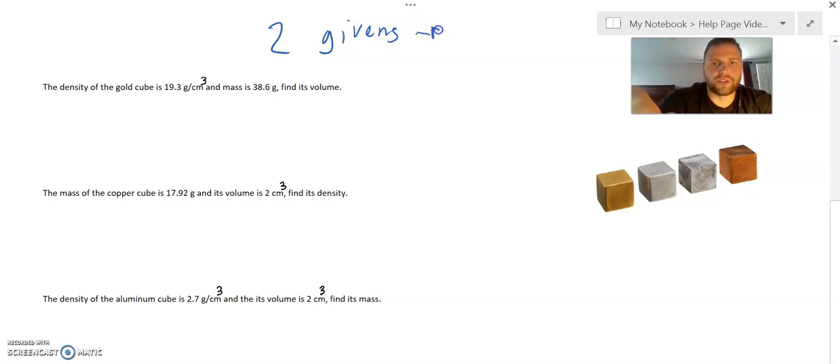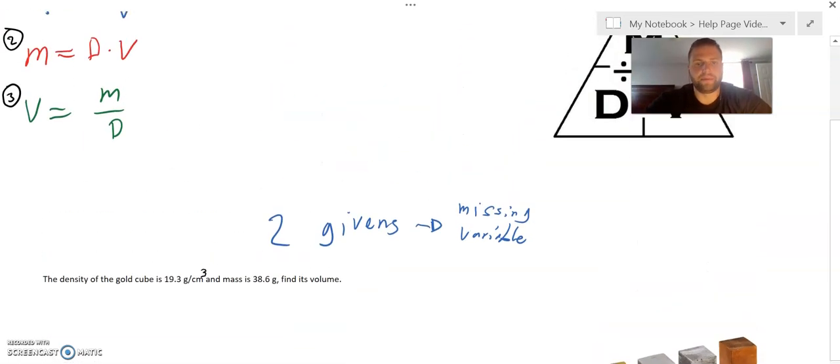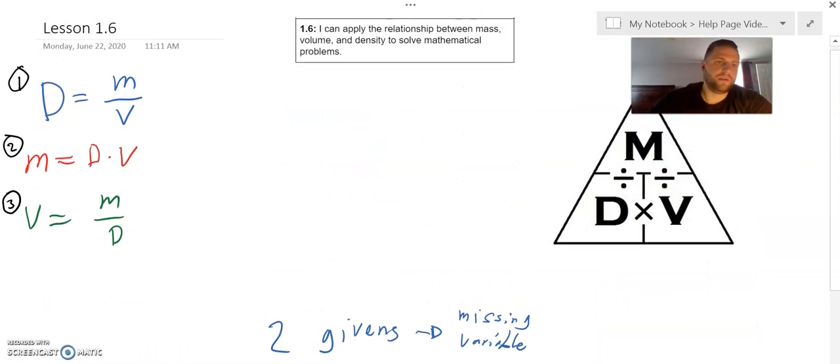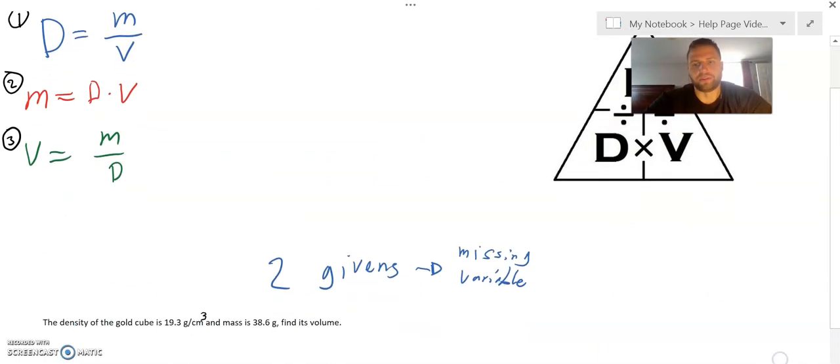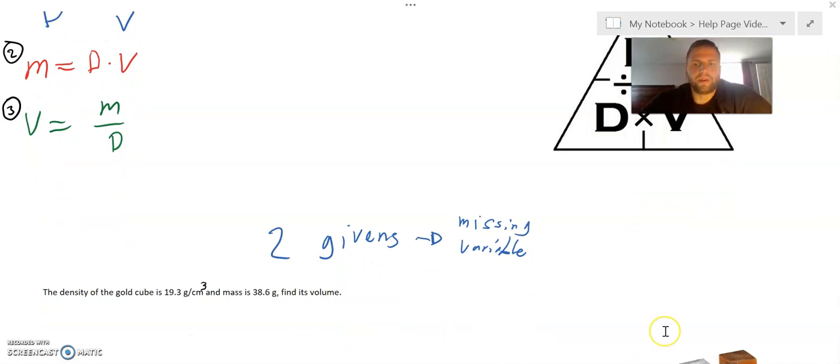And what that'll help us do is solve for the missing variable. We'll have to make a choice between what they've given us and what equation we can use from the top, and then we'll be able to successfully solve the problem. Let's go ahead and solve the first problem.